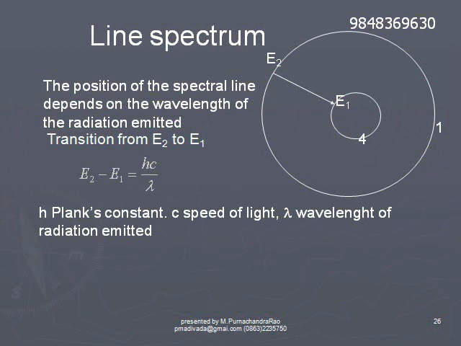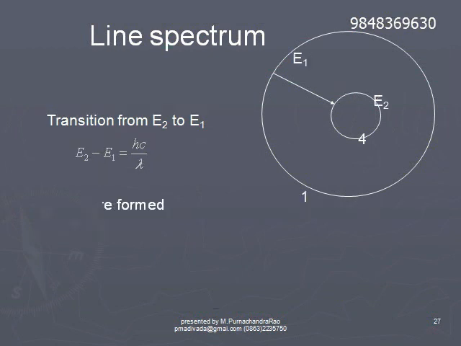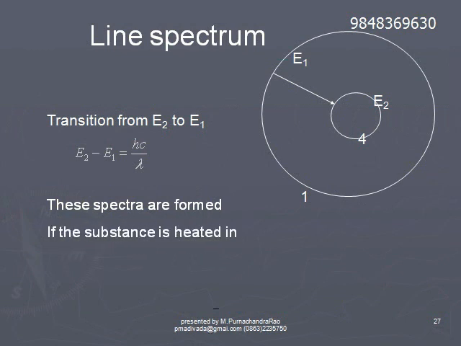In such a case, the wavelength of the radiation emitted is given by the following relation. E2 minus E1, the difference in energy between the two levels, is equal to hc by lambda, where h is Planck's constant, c is the speed of light, and lambda is the wavelength of the radiation. From this relation, we can determine the wavelength of the radiation emitted.